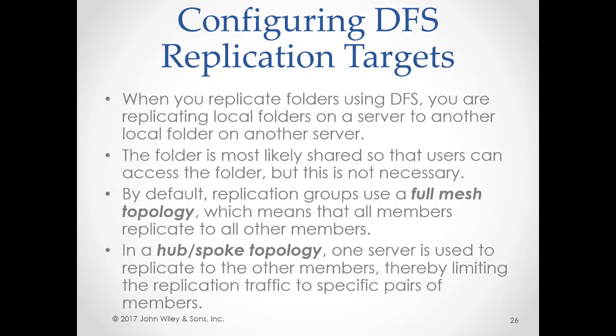Now, when you configure your replication targets, understand that by default, replication groups are going to use a full mesh topology. Do you remember what full mesh means? It means that all members are connected to all other members. Let's go back to the example that I had where that replication group was shared between 4 servers. We're going to call them server 1, server 2, server 3, and server 4. So that means that server 1 has a connection to server 2, it has a connection to server 3, it has a connection to server 4.